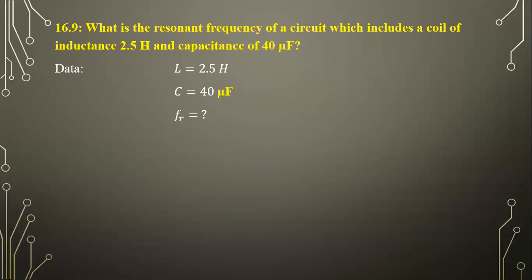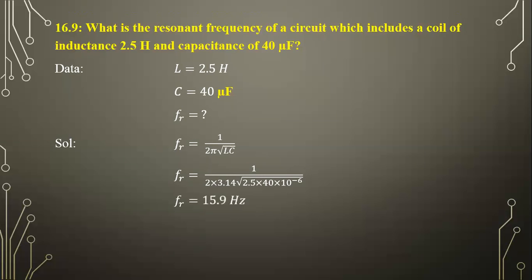Find the resonant frequency, which is 1 over 2 pi square root of LC, by putting their values, where inductance is 2.5 and capacitance is 40 into 10 to the power minus 6, square root. So the resonant frequency is equal to 15.9 hertz. This is the resonant frequency of the given inductance and capacitive circuit, 15.9 hertz.